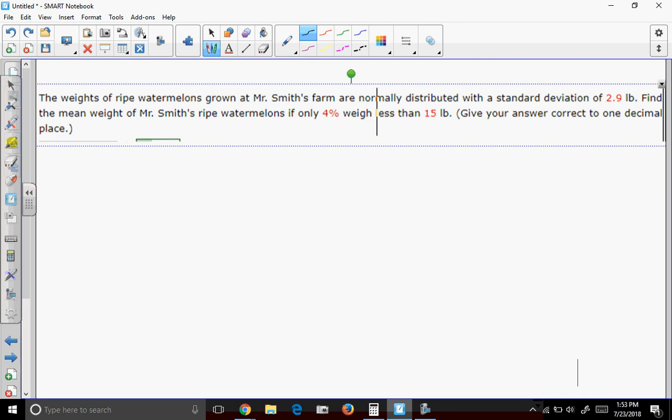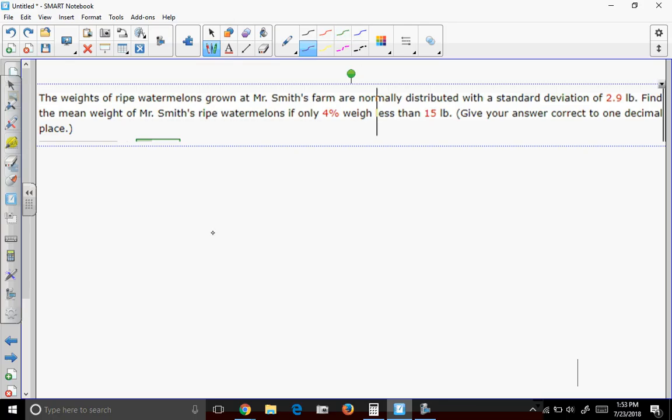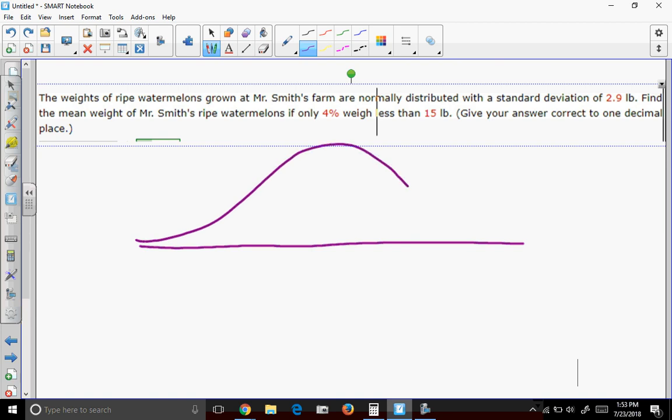So they say the weight of ripe watermelons grown on Mr. Smith's farm are normally distributed and have a standard deviation of 2.9 pounds. So we have a normal distribution. The standard deviation is 2.9 pounds. Find the mean weight of Mr. Smith's ripe watermelons if 4% weigh less than 15 pounds.